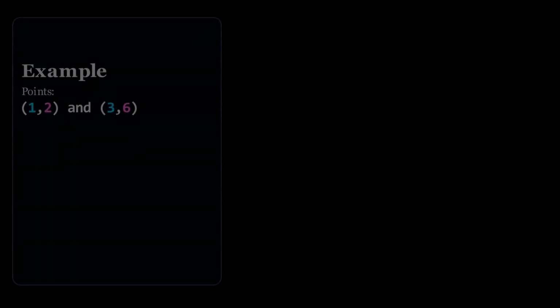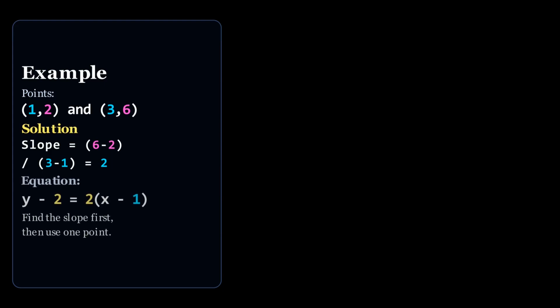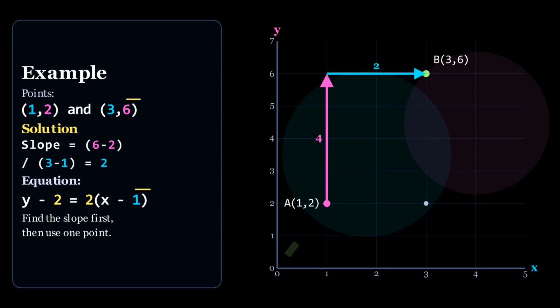Let's see one example. We have two points, (1, 2) and (3, 6). Now we need to find the equation of this line. We need to find the slope. So the slope is equal to (6 - 2) / (3 - 1), that is 2. Then we can write the equation of the line: y - 2 = 2(x - 1).